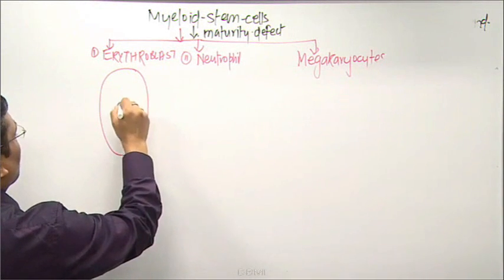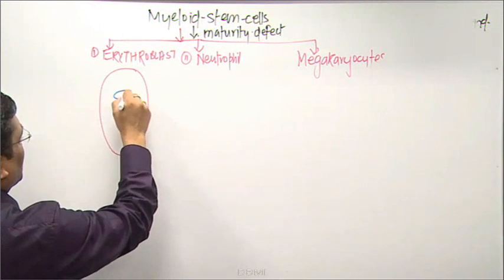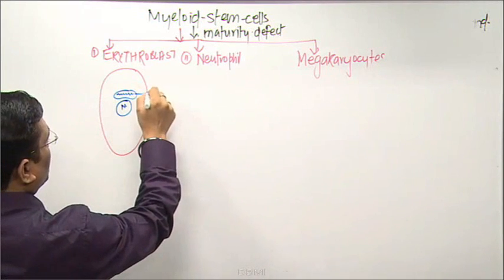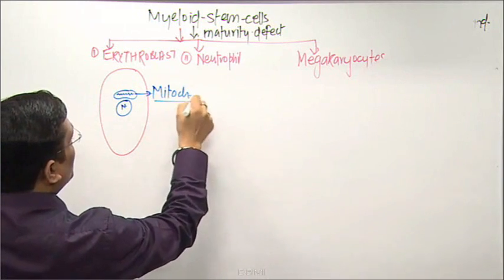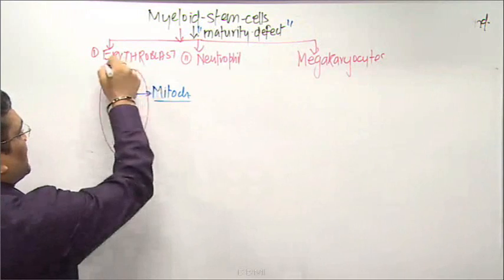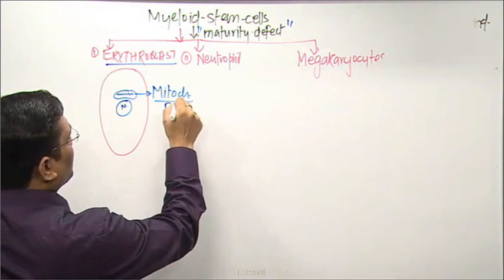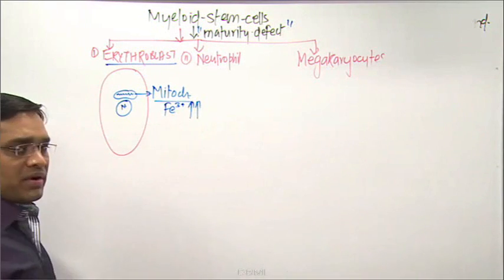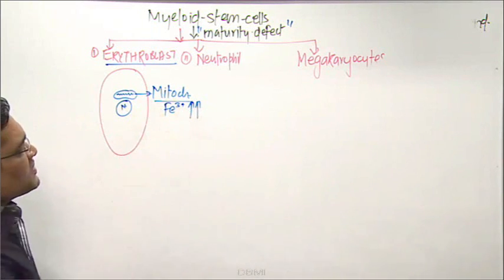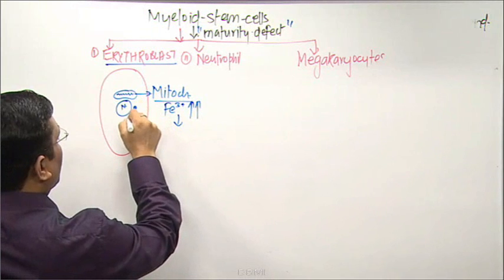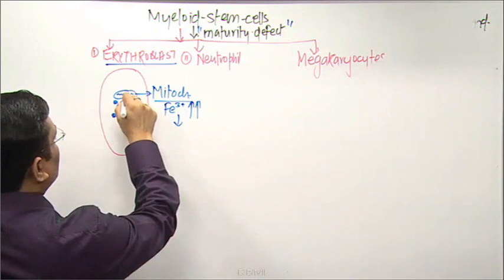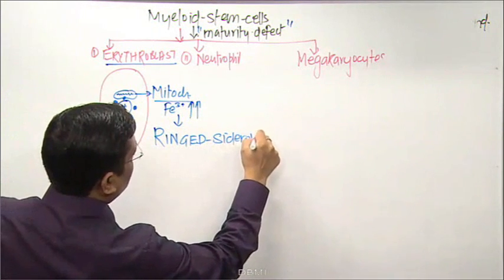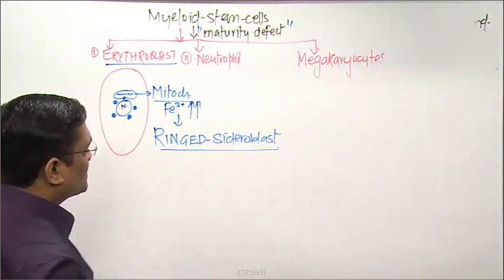This is the nucleus of the erythroblastic cell, and just at the perinuclear area, inside the mitochondria, because of maturation defect inside the erythroblast, iron will be accumulated. This iron will be deposited inside the mitochondria, and this iron deposition provides a ring-like appearance around the nucleus. This is called ringed sideroblasts. A previous year All India question and a DNB exam question this year.